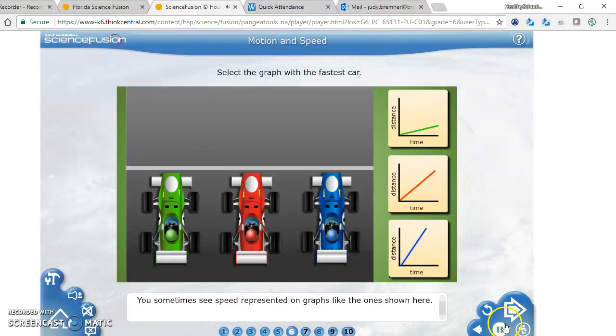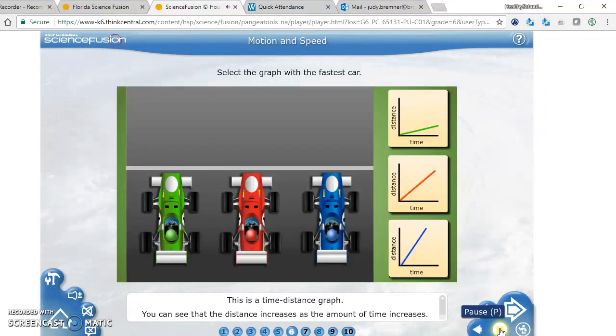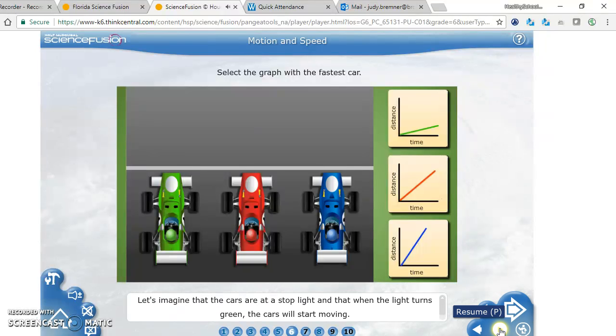You sometimes see speed represented on graphs like the one shown here. This is a distance time graph. You can see that the distance increases as the amount of time increases. Each graph matches the car of the same color.